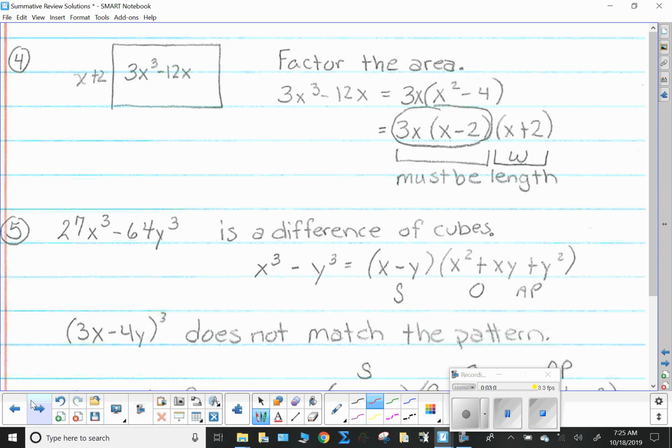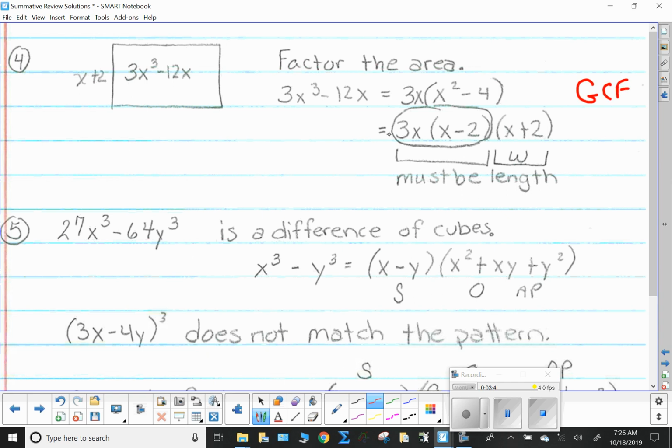Number 4, a ceremonial red carpet is rectangular in shape and covers 3x cubed minus 12x square feet. The width of the carpet is x minus 2 feet. Express the length in feet. Well, here it is. I have 3x cubed minus 12x. Factoring out the 3x. I know at first you say, oh, cubes. Nope. First thing you have is the greatest common factor.